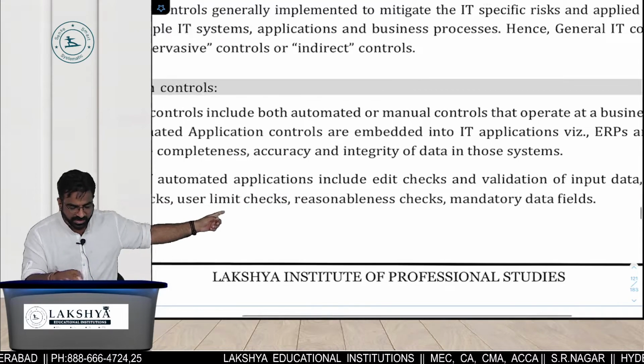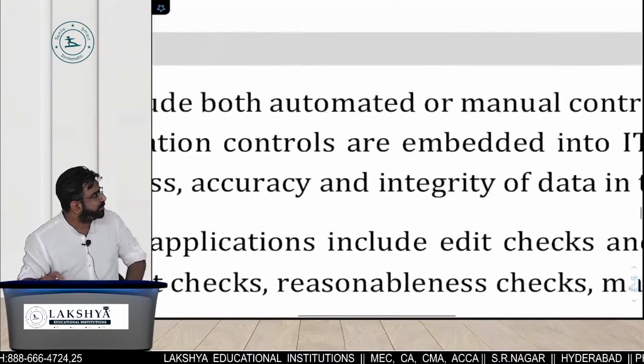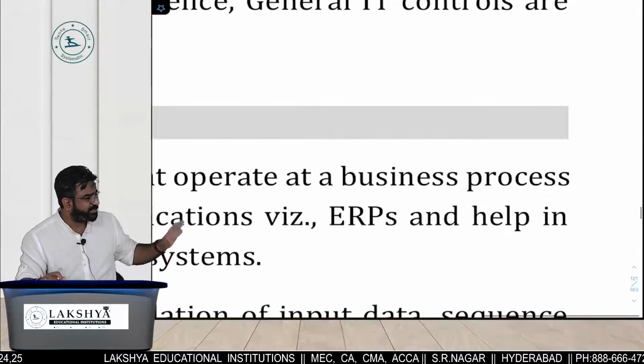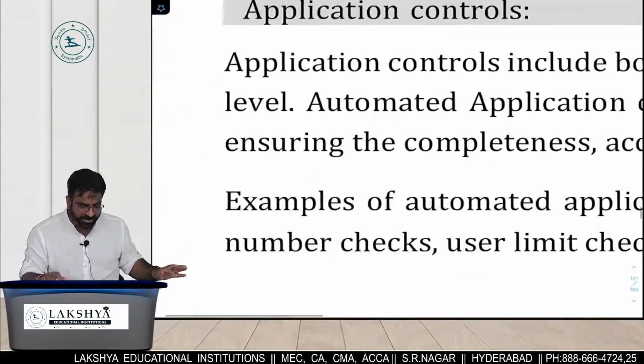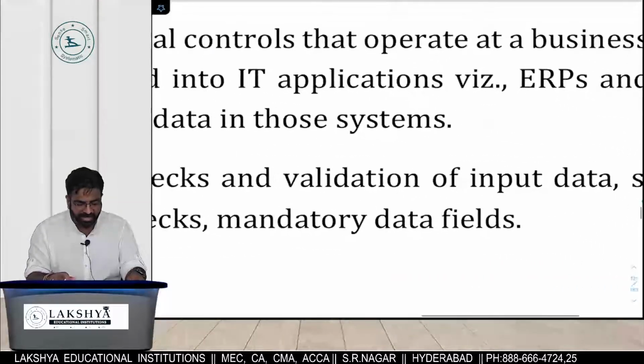Read the application controls again. Application controls are what? It includes what? Both automated and manual controls that operate at which process? Business process level. Automated application controls are embedded into the applications.